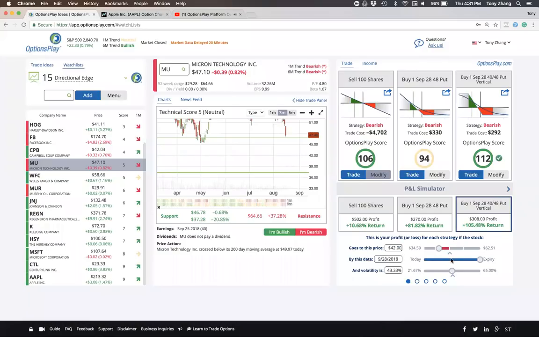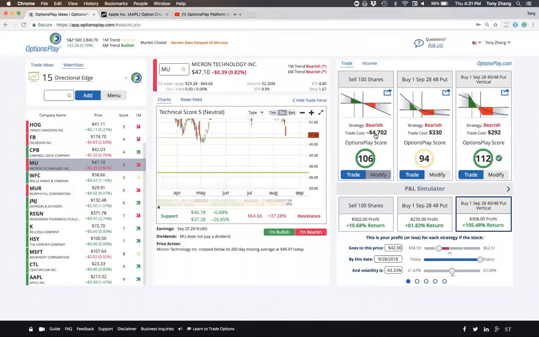This allows you to, instead of having to pull up the delta and calculate if the stock goes down by $5, how much money am I going to make, it just calculates all that for you so that you don't have to do any of these manual calculations. So if you shorted the stock, you make a 10% return. If you bought the put option, it's an 81% return. If you bought the spread, you make a 105% return.